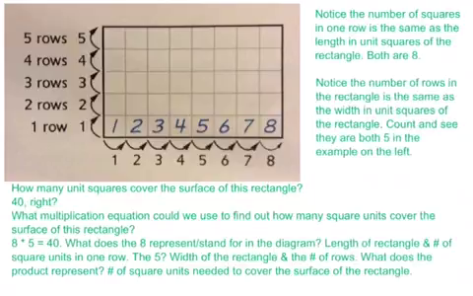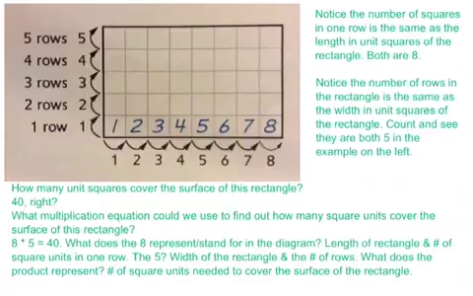So looking at this a little bit more now. Notice the number of squares in one row is the same as the length in unit squares of the rectangle. If you look along the bottom there, you can see that if I counted the squares, I would have 8 going across. And if I counted centimeters going across, I would also have 8. Then let's notice the number of rows in the rectangle and see that it's the same as the width in unit squares of the rectangle. So you can see there's 5 rows, and if I measure up the width, I'm going to get to 5 as well.